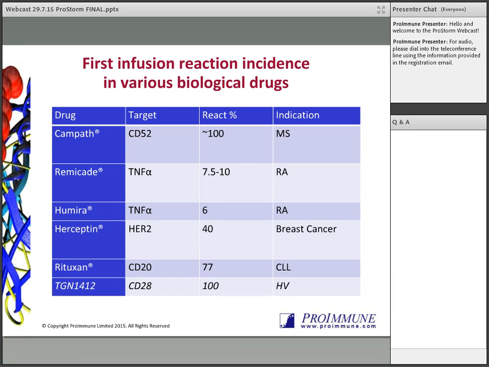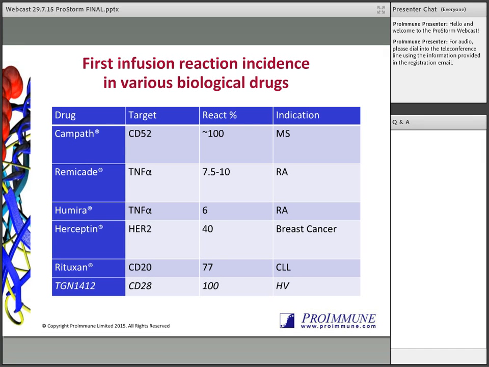Remicade and Humira are both anti-TNF-alpha therapeutic antibodies that are used to treat rheumatoid arthritis. Remicade is a chimeric antibody, while Humira is a fully human version. These antibodies have been observed to induce incidence rates between about 6 and 10%, so still somewhat frequent among patients receiving these therapies. Herceptin is an anti-HER2 antibody, and around 40% of individuals receiving this treatment will have a reaction, while Rituxan is an anti-CD20 antibody, and just around three-quarters of people receiving this therapy will develop a reaction.